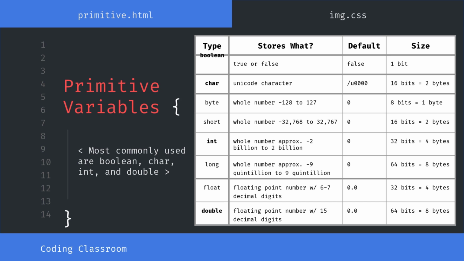Example 1, true. What data type should we use? The answer is boolean. A boolean is used for true or false values. Example 2, 3.14. What data type should we use? The answer is double. This value has a decimal point, so we use double for numbers like this.